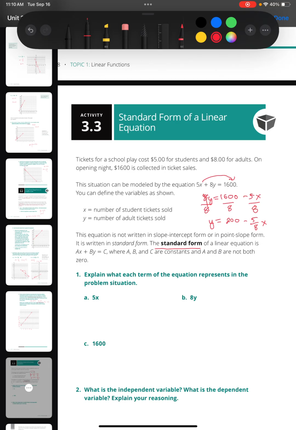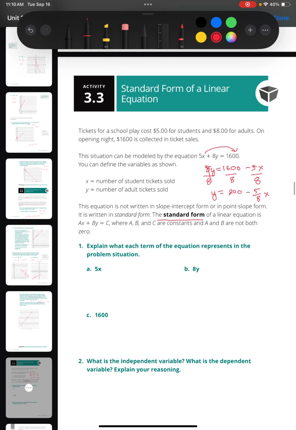Okay, but first we're going to explain on number 1 here what each term of the equation represents in the problem. So 5x is representing the cost of a student times the number of students, because x is the number of students. 8y is representing the cost of an adult times the number of adults. And 1,600 is representing our total cost.